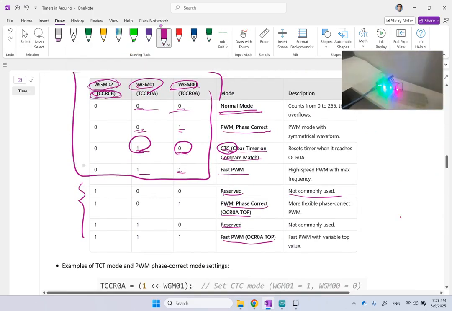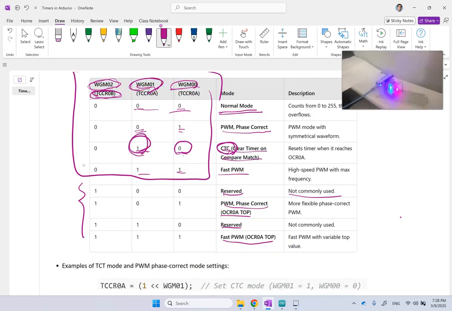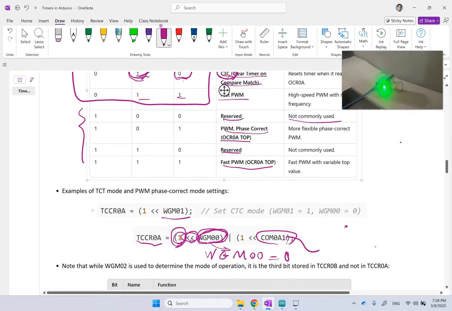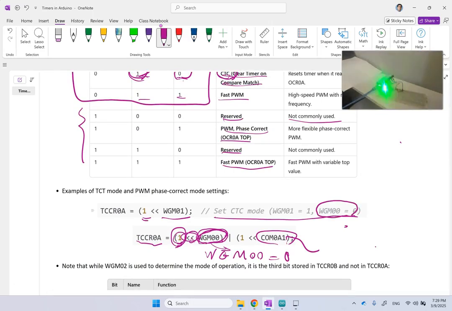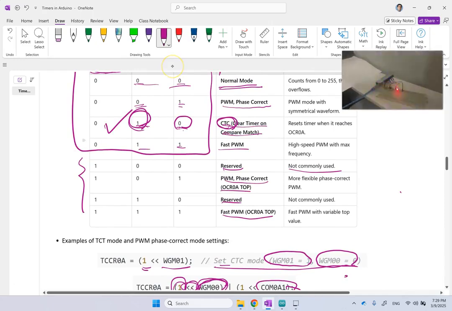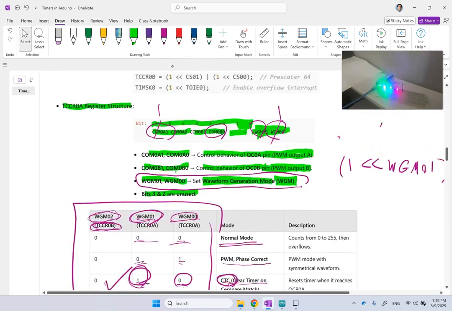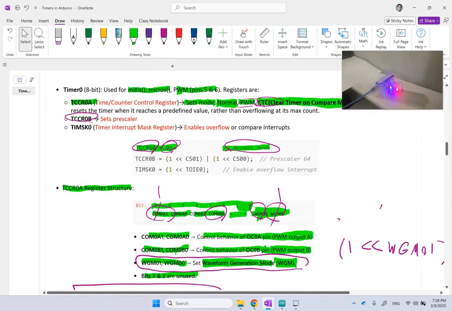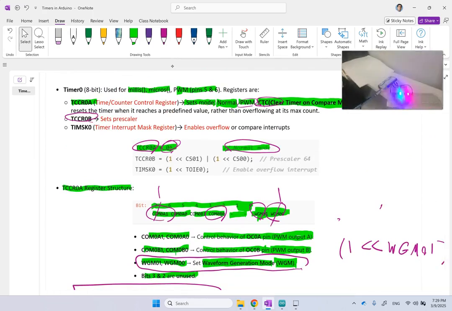So as I said, for instance, if I want the CTC mode, all I need is to set my WGM01 to 1. That's all I need, and this is exactly this guy. Look, if I set that to 1, that means you are in CTC mode, because the other one by default is 0. So I'm only changing this one to 1, and that means I'm in CTC mode, as I said. So this is setting up the bits for TCCR0A, setting the mode operation for timer 0.